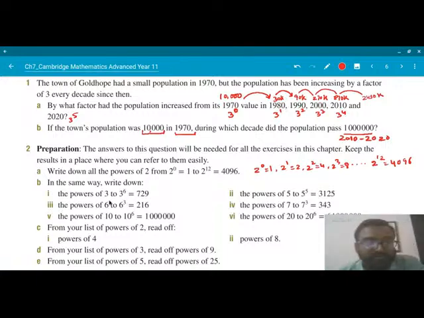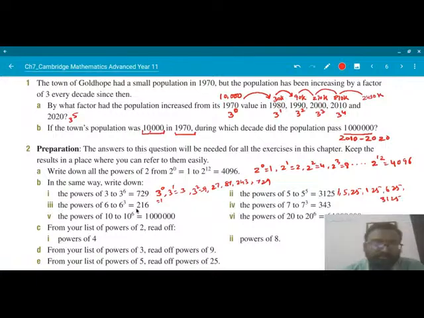And next, in the same way, write down powers of 3 up to 3 power 6. 3 power 0 is 1, 3 power 1 is 3, 3 power 2 is 9, 3 power 3 is 27, 3 power 4 is 81, 3 power 5 is 243, 3 power 6 is 729. Then for 5: 5 power 0 is 1, 5 power 1 is 5, 5 squared is 25, 5 cubed is 125, 5 power 4 is 625, 5 power 5 is 3125. For 6: 6 power 0 is 1, 6 power 1 is 6, 6 squared is 36, 6 cubed is 216.